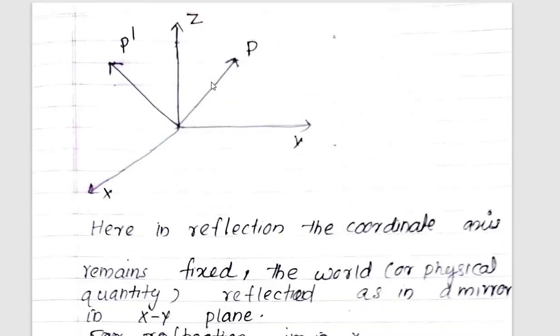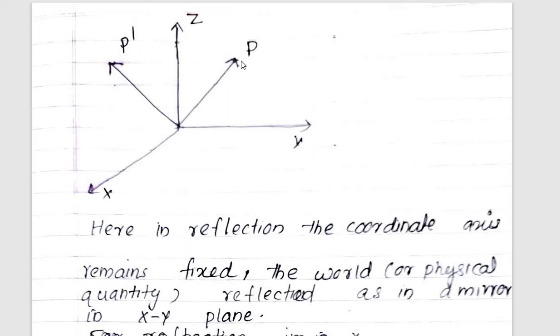So here is the reflection. In reflection, the coordinate axis remains fixed. The world or the physical quantity reflects as in a mirror, sorry, a mirror in the xz plane. This xz plane is taken as the mirror. One image is p and another image is p dash, which is the reflection.